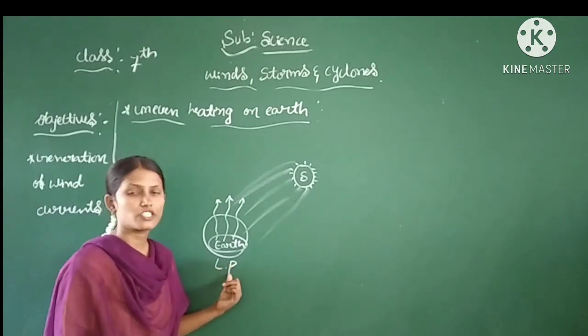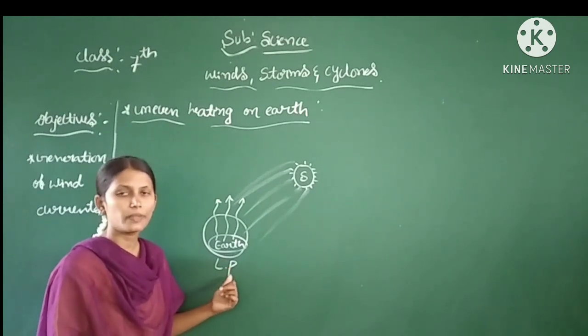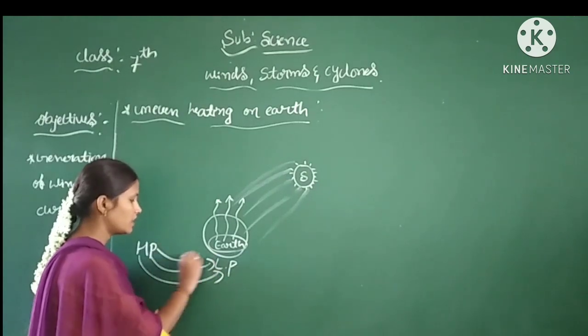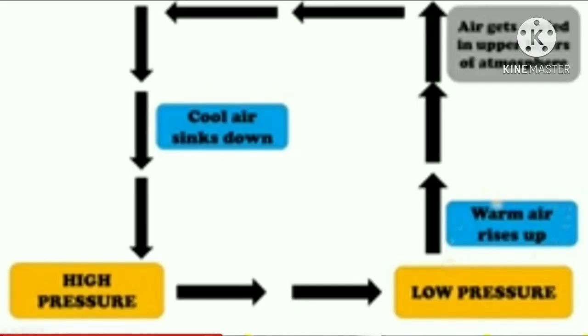To cover this low pressure area, the air from the high pressure area moves towards the low pressure area. Look at this picture. When air becomes warm, warm air rises up. To cover this area, air from the high pressure area moves towards the low pressure area.